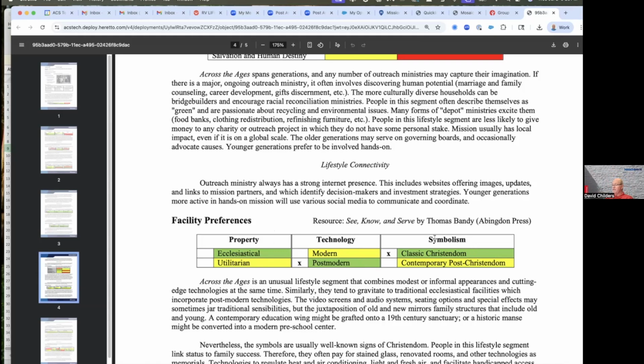And then what about symbolism? We celebrated Advent, we celebrated the holy times, and we did Advent wreaths and the whole nine yards with BO7s. Would I probably have seen much contemporary post-Christendom? Nope, not with this group, not with the BO7s as much.